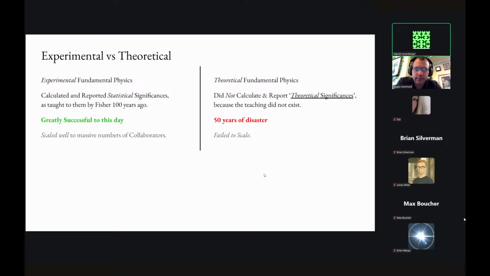very efficiently, whether a paper is worth reading or not, or whether it's worth really drilling down on something, based on just how much statistical significance there is, right? But on the other side, in the theoretical sciences, or at least theoretical fundamental physics, they don't calculate and report their theoretical significance, because they were never taught that. And that's where this whole failure comes from.